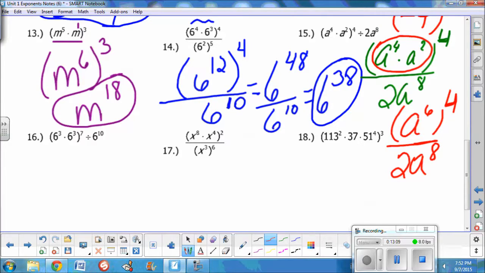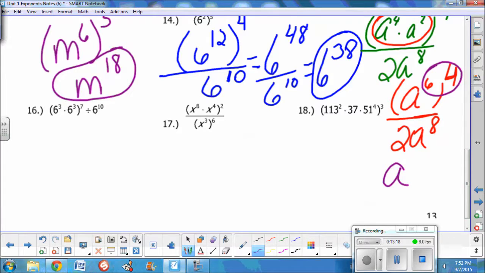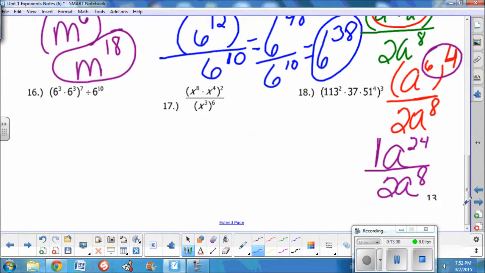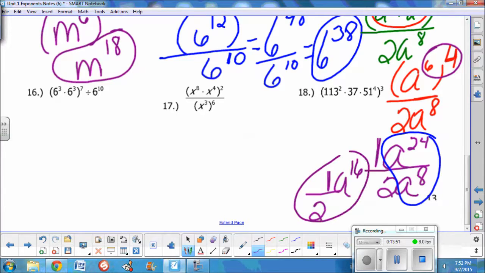Now you have an exponent to an exponent, or a power to a power. So you multiply. So we get a to the 24th divided by 2a to the 8th. There's a 1 in front there. It's understood. Now you have like bases. What do you do with exponents when you divide? You subtract. So we leave the 1/2 alone. Sorry, I'm running out of space here a little bit. And we're left with a to the 16th. So 1/2 a to the 16th.